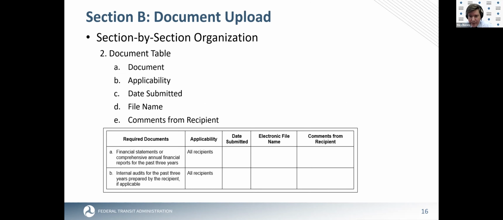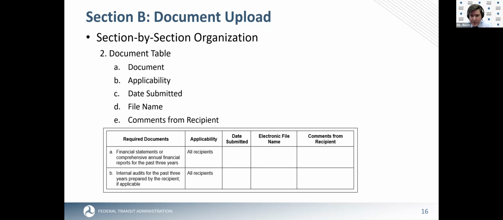Then there's a date submitted box. What I find this really useful for is if I'm going through a folder of documents that have been submitted to me by a recipient, and I'm trying to review those, and I don't come across something, I go back to the RIR and you say that you submitted it on X date. Then I'll reach out to you and say, okay, I didn't see this in our folder, but it says that you submitted it. Just looking to see if you could provide it again. That way we're all on the same page. Next up is the electronic file name, which is pretty self-explanatory.